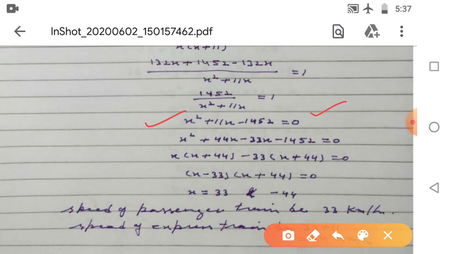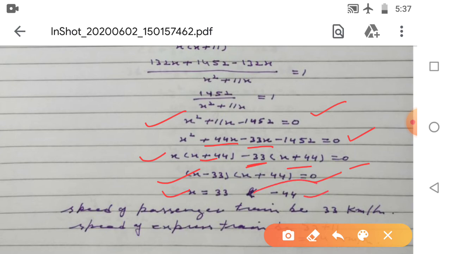Now, splitting the middle term. The factors by splitting the middle term are 44x and 33x, that is 44x minus 33x. So, x square plus 44x minus 33x minus 1452. When you take x common, this is x plus 44 minus 33 common, x plus 44 is equal to 0. So, x minus 33 into x plus 44 is equal to 0. So, the value of x is 33 and here it is minus 44.